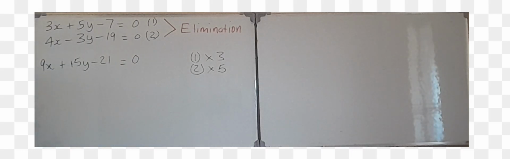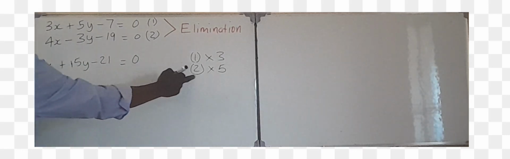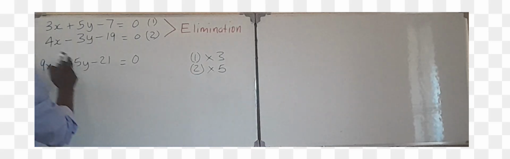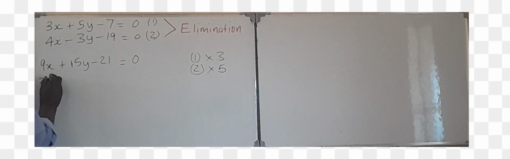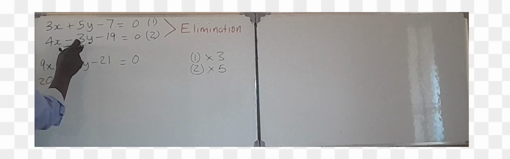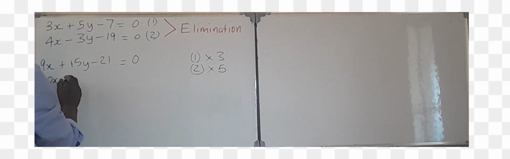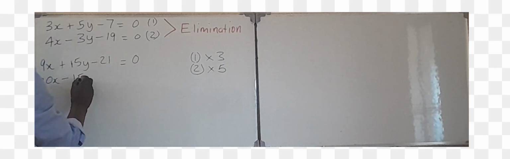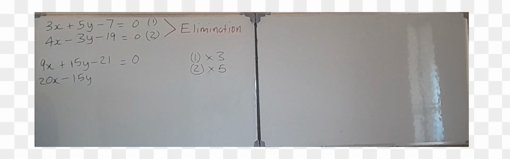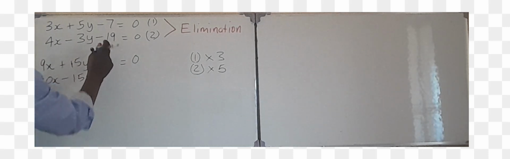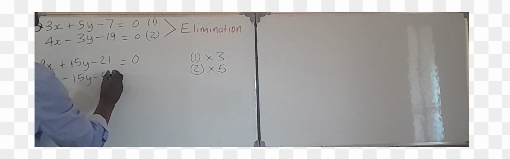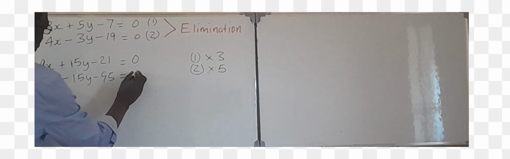Let's go to equation number 2. We are multiplying, remember, by 5. So 4 times 5 is 20x. Minus 3 times 5, it's minus 15y. Minus 19 times 5, it's 50 plus 45, which is 95. 0 times 5 is, of course, 0.